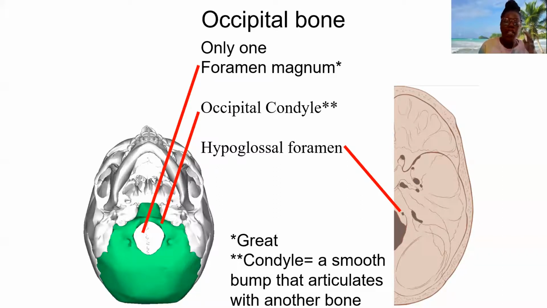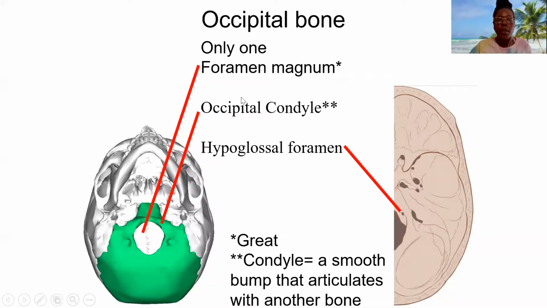And we can kind of imagine why it's the largest foramen. That's because it allows the passage of the spinal cord. So one of the largest structures that are leaving the skull, the spinal cord, does so through the opening in the occipital bone called the foramen magnum.